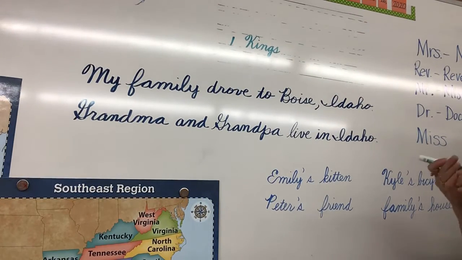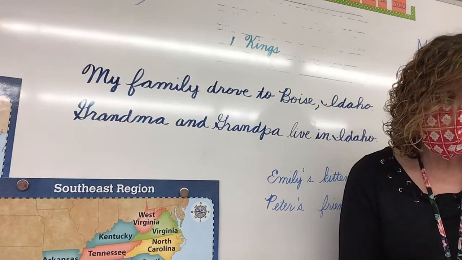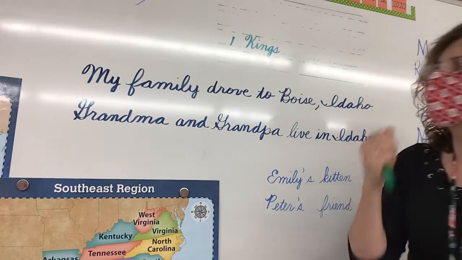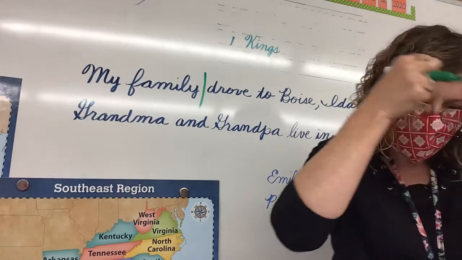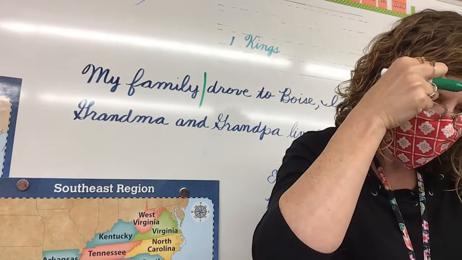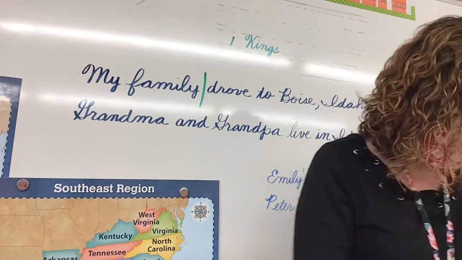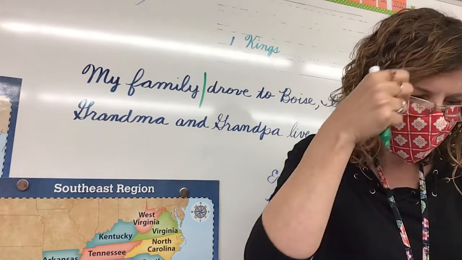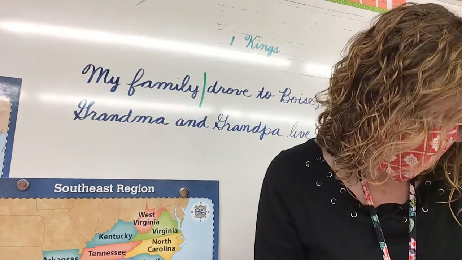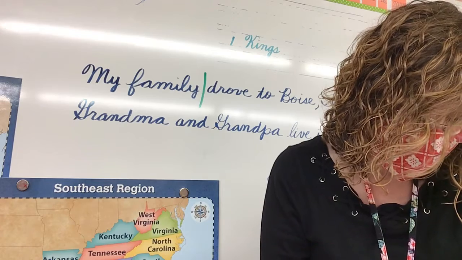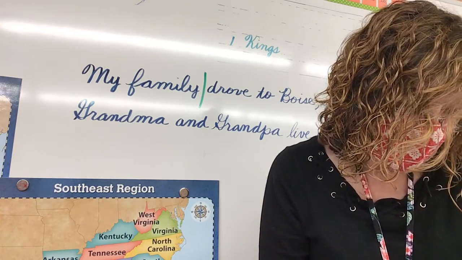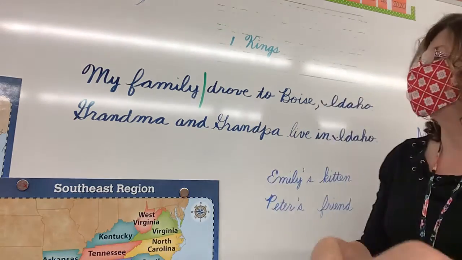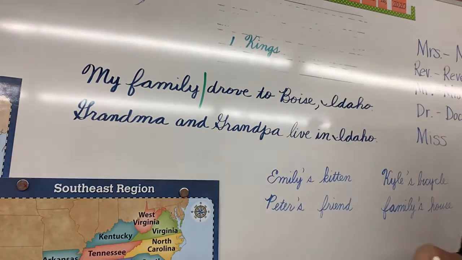My family drove to Boise, Idaho. So what is the subject? Everybody. My family. That's who's doing something. And what did they do? Drove to Boise, Idaho. Very good. Drove to Boise, Idaho. And I'm trying to decide if we're supposed to underline it once or twice. Nope, we're just dividing it. Just dividing it.